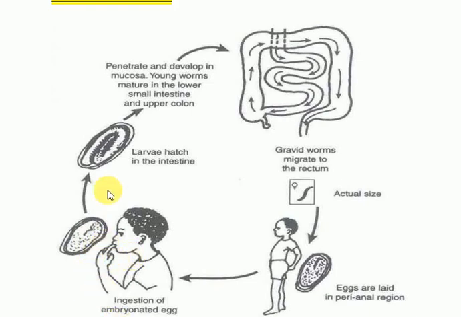In the GIT, the shell is dissolved by the digestive juices, and the larvae hatch in the upper intestine. After molting twice, they become adult in the lower ileum in about 2 to 6 weeks. Here it's shown: penetrate and develop in mucosa. Younger worms mature in the lower small intestine and upper colon.